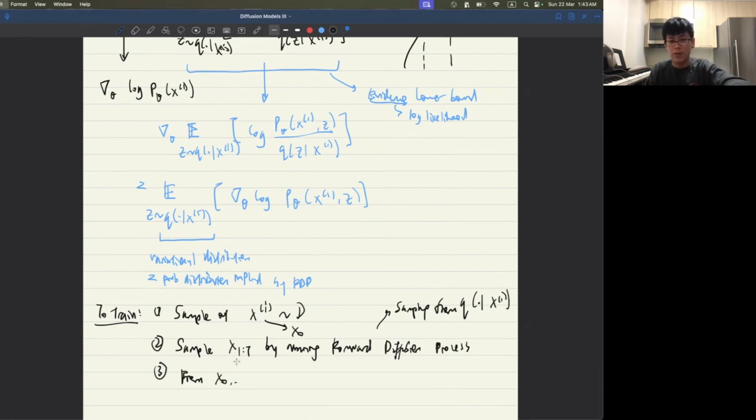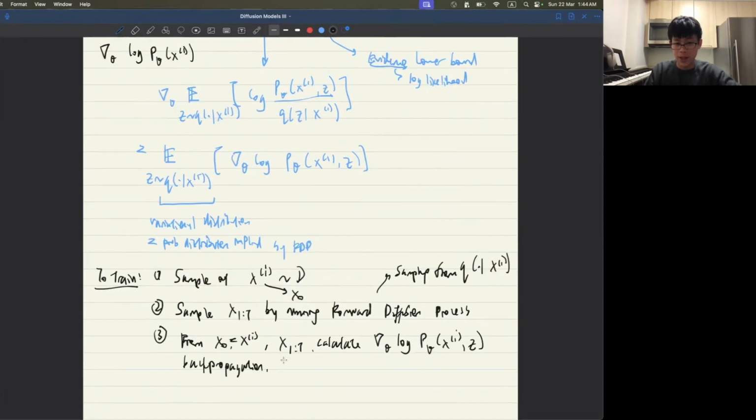And then from the variables that we have, both the observed x0 and our latent variables, we calculate our objective, which is the evidence lower bound, which is the gradient of log p theta of xi, z. Do backpropagation and stochastic gradient descent. And then finally, we repeat this process just to train our neural network.